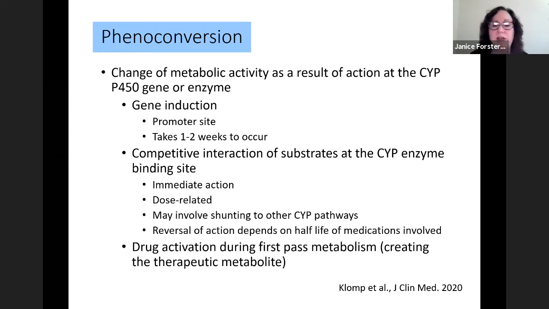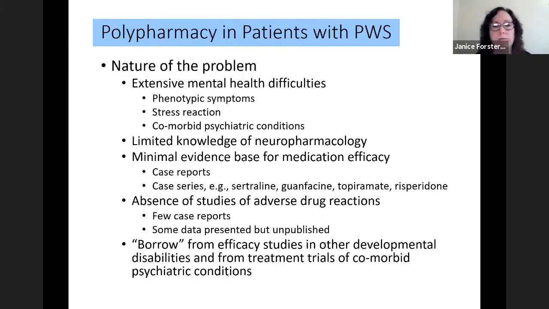And finally, drug activation can occur during first pass metabolism. That means that you create a therapeutic metabolite by an action of a cytochrome. So if you have a phenoconversion of that cytochrome, it can affect the action of the transition to the therapeutic metabolite, resulting in decreased function.